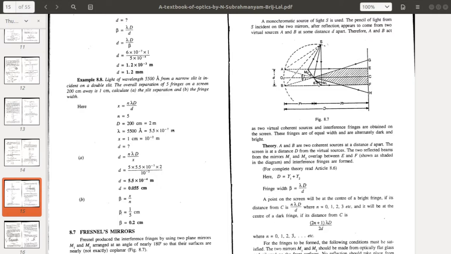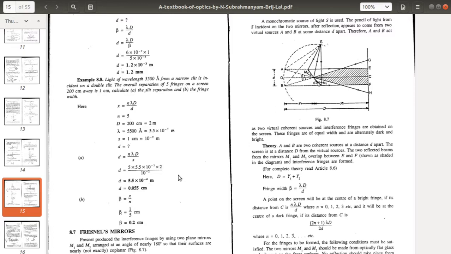So in the last class we discussed the interference fringes produced by Young's double slit experiment and the interference pattern produced with white light. So we now know how the interference fringes are produced and the theory behind them. Now we'll discuss Fresnel's two-mirror arrangement.